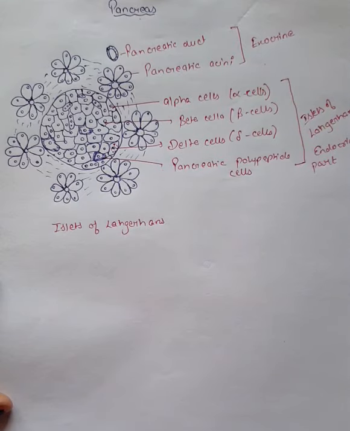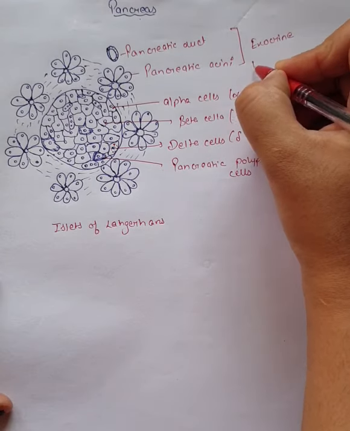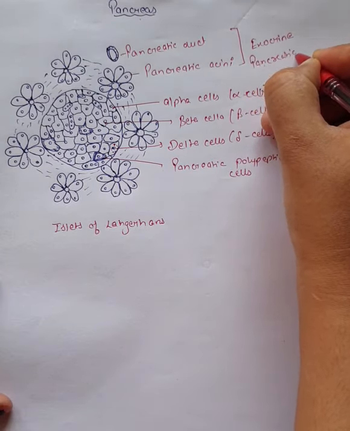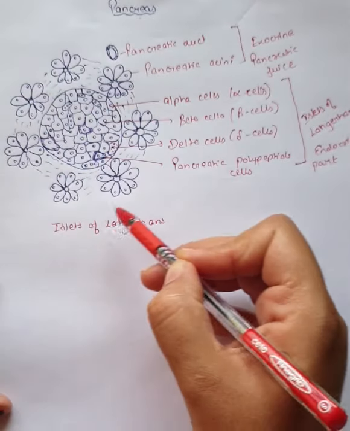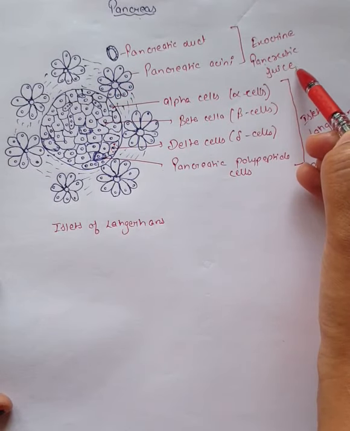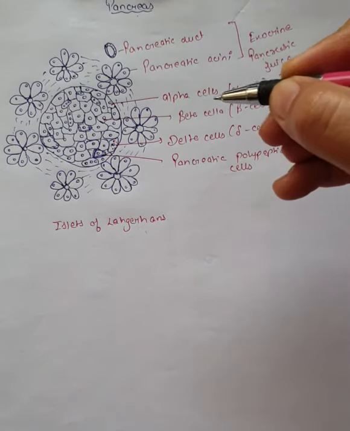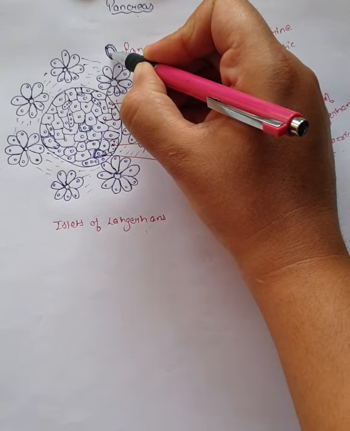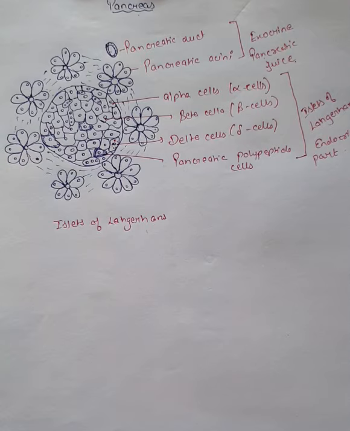Now let's discuss each of the segments. This exocrine part is involved in the secretion of pancreatic juice, and this pancreatic juice helps in the digestion of several components of food. All these lobules secrete pancreatic juice, and this juice enters the pancreatic duct, which opens into the duodenum and pours all the pancreatic juice inside the duodenum. Now let's discuss the endocrine part.